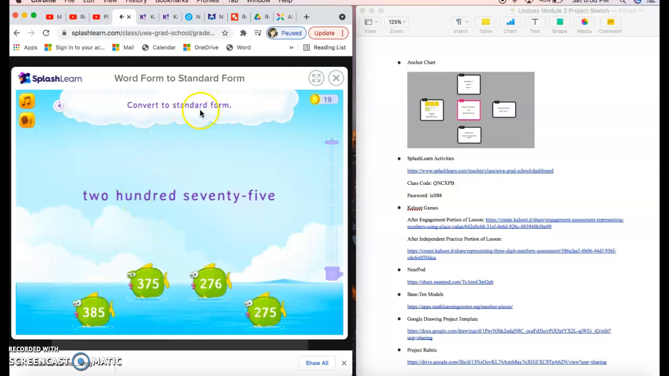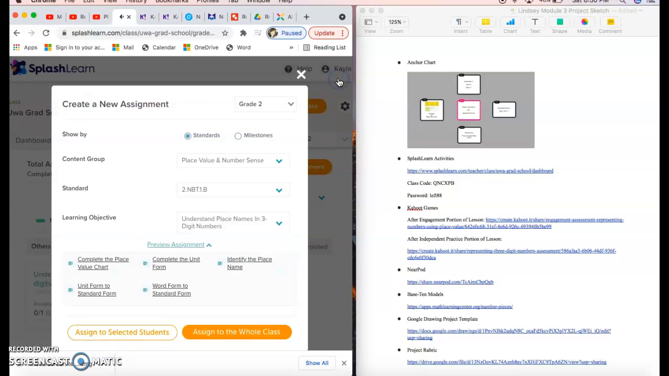I like this because it uses the correct terms, and so it gave the 3-digit number in word form, and then it gave them some options, and they have to click the correct 3-digit number in standard form. And a good thing about this game is that it provides immediate feedback. So if they get the answer incorrect, then they'll say, "I'm sorry, try again," and they try again. And they will do that for all the different pieces of that assignment. And so there's a game that hits on each of the specific skills.